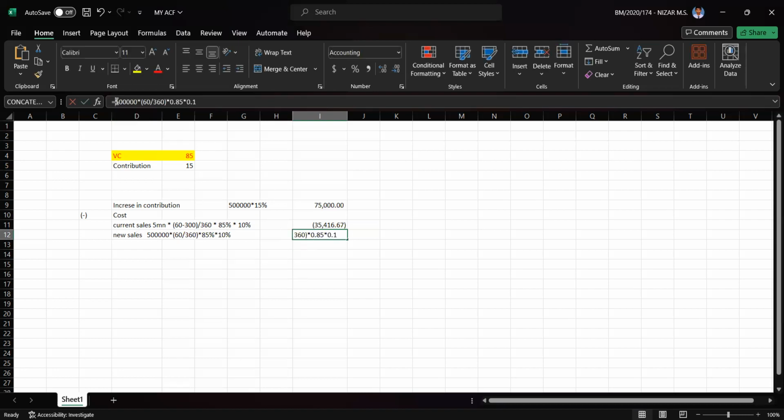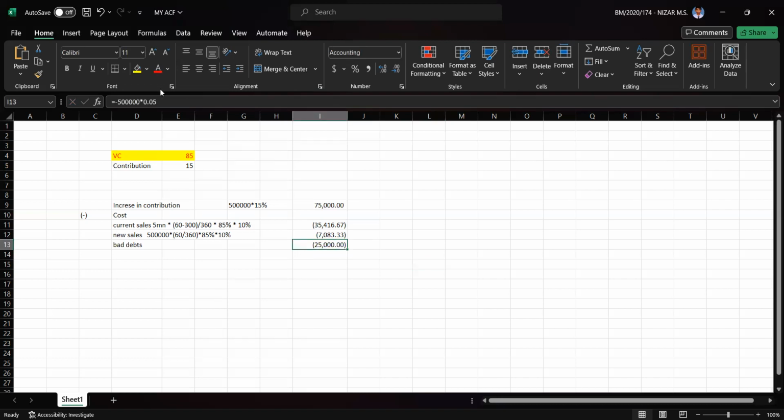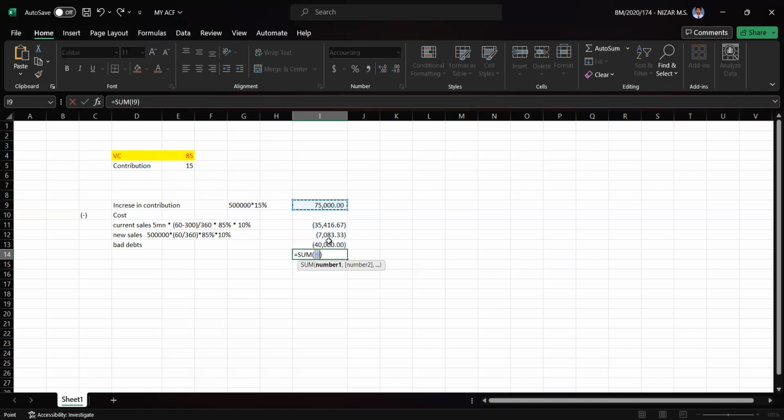The bad debt is how much? Bad debt is on the new, increased sales. Sorry, bad debt is 8%, not 5%. After that, you will get the total using the auto sum.